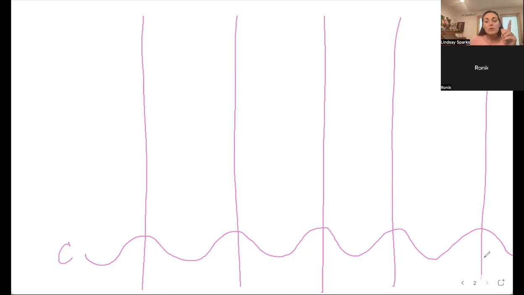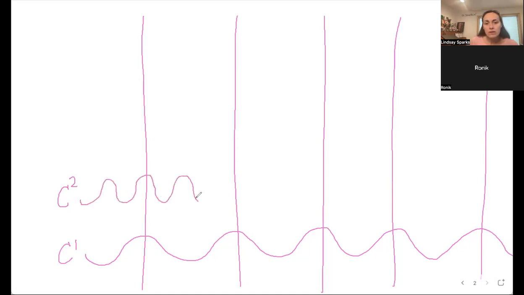So on a harmonic series, and you might know this from guitar because you've got harmonics all over guitar, the harmonics that go up from the fundamental start with an octave. So we're going to call this C1 for the sake of argument, and then C2. And the interesting thing about C1 to C2 is that the ratio is 2-to-1.